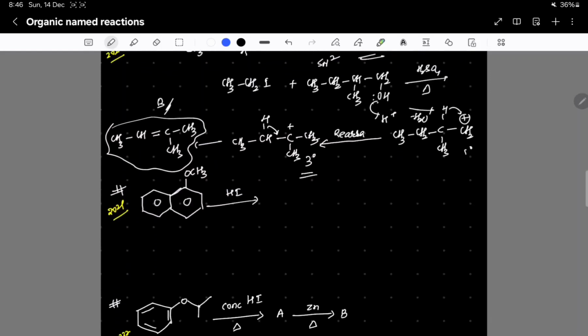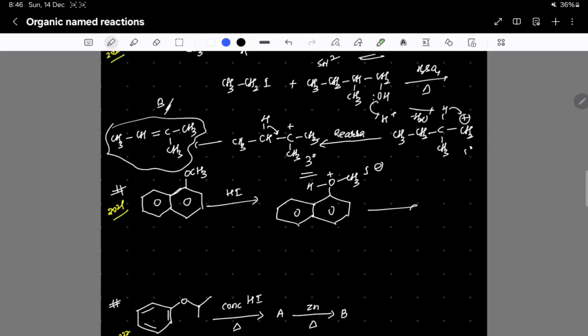Now look, students. This is given as HI, a general simple reaction. This is the 2021 question, students. Now this is the first reaction, students. OCH3 will be plus, students. This is the step 1 process.